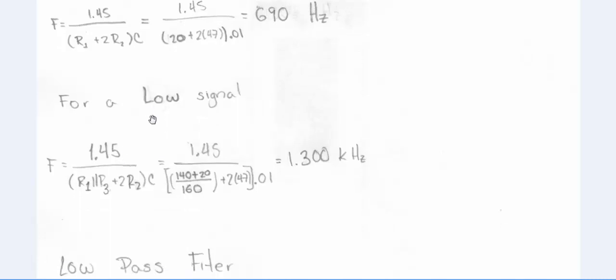We have this formula that is 1.45 over the parallel of the resistance 1 and the resistance 2 plus 2 times the resistance 2, the resistance 3, the parallel of resistance 1 and resistance 3 plus 2 times the resistance 2 plus our capacitance. So it's pretty much the same. The only thing that changes is the parallel.